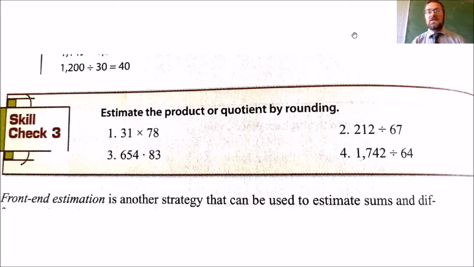Estimating the product or quotient by rounding. Remember, product is the answer to multiplication. Quotient is the answer to division. The way we estimate this is we've got to estimate each number and then get the answer. So we've got 31 rounds to 30. 78 will round to 80.